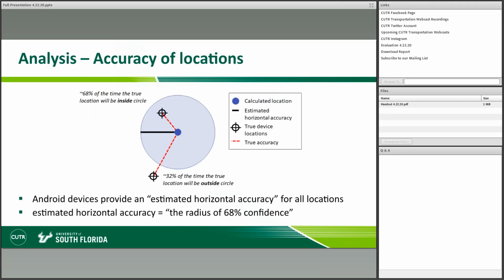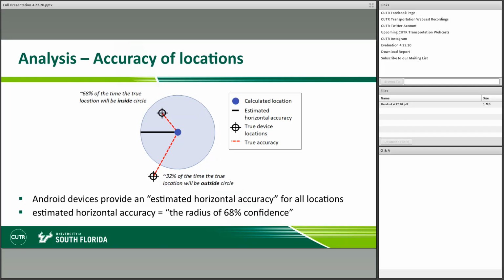So we also looked at the estimated horizontal accuracy for all locations. This is a metric that every time we capture the location, we again get a number from the device that says it's the radius of 68% confidence. That is the definition here.